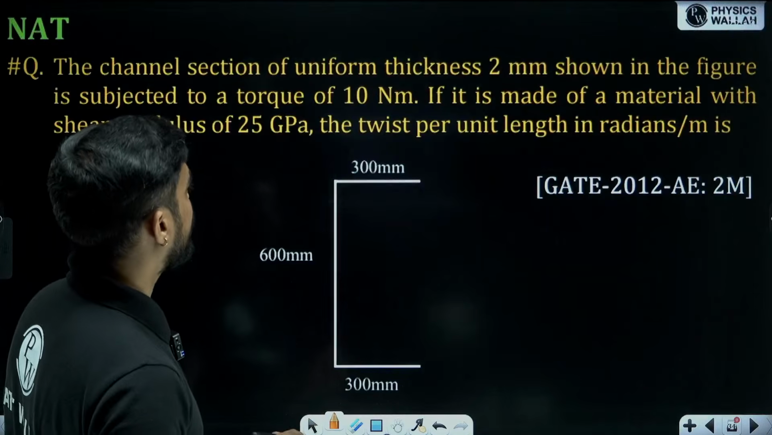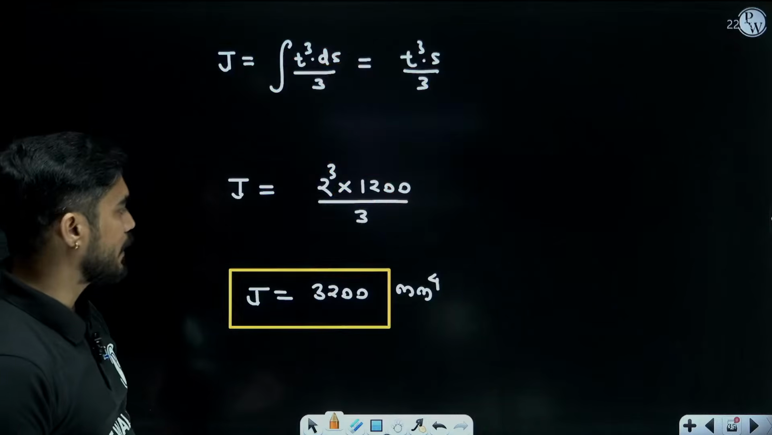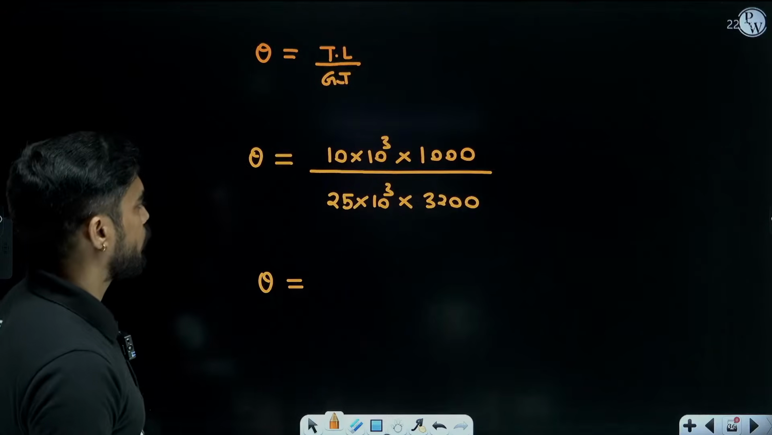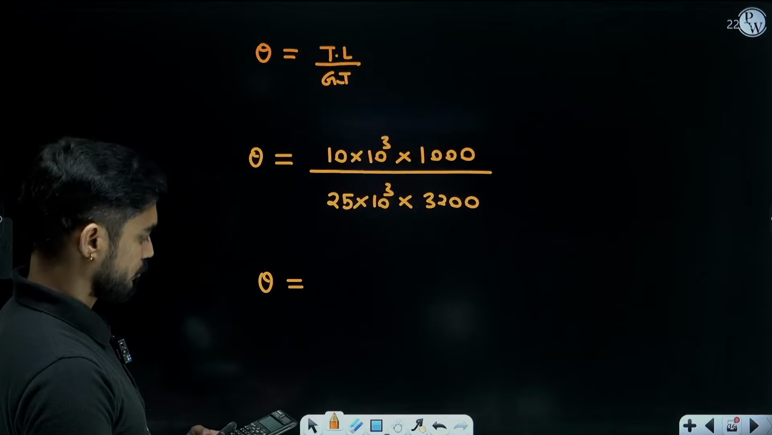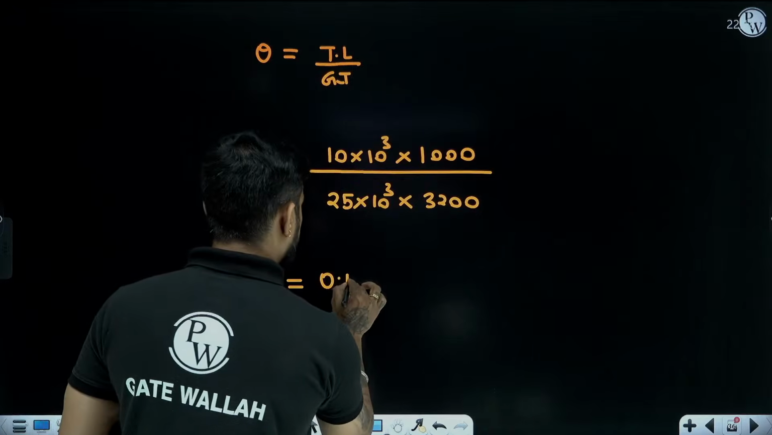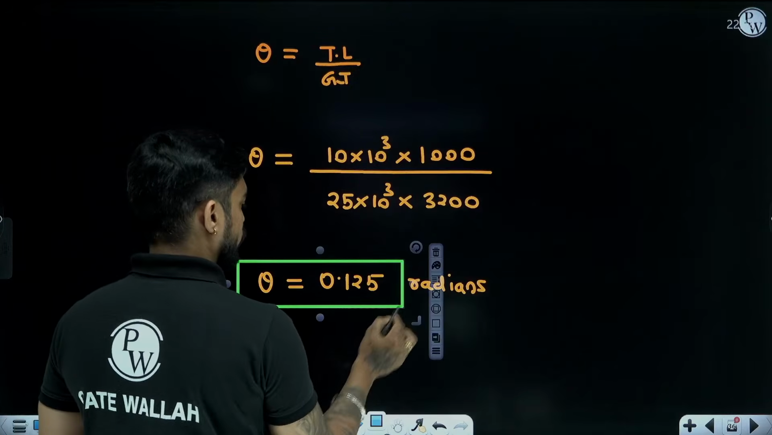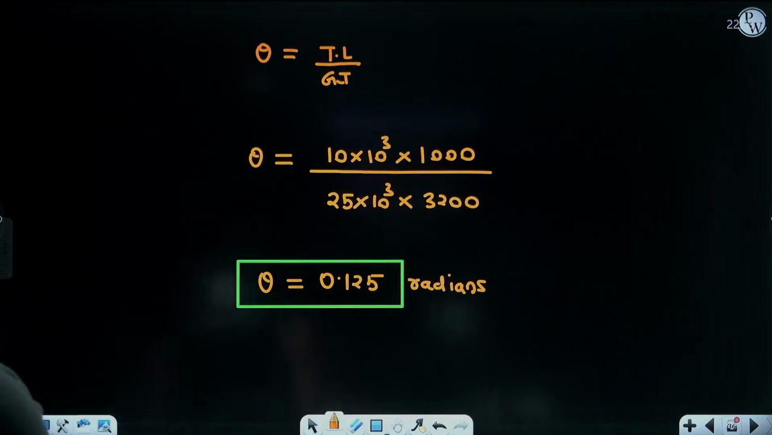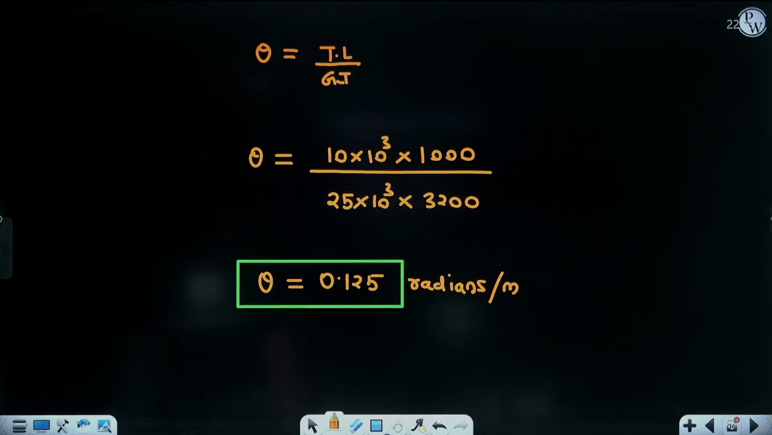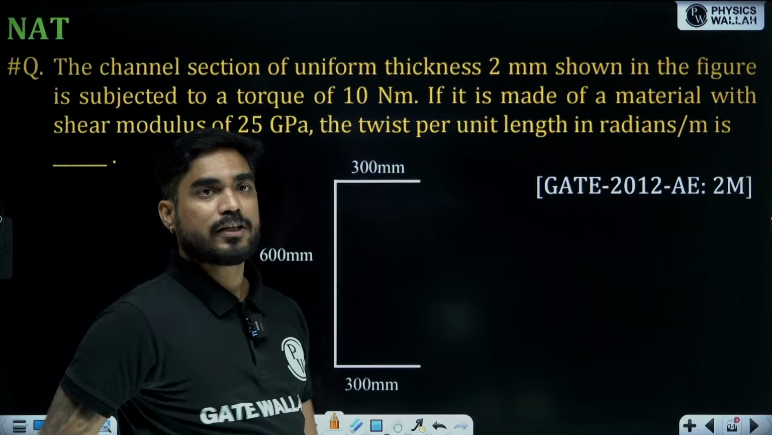What is the value of G? It is 25 gigapascal. So 25 into 10 to the power 3 megapascal. And J is 3200 mm to the power 4. So from here, what is the value of theta? 0.125 radians. Are you getting this? 0.125 radians per meter. Yes. Very good, Supriya. 0.125 radians per meter. This was another question from GATE 2012.